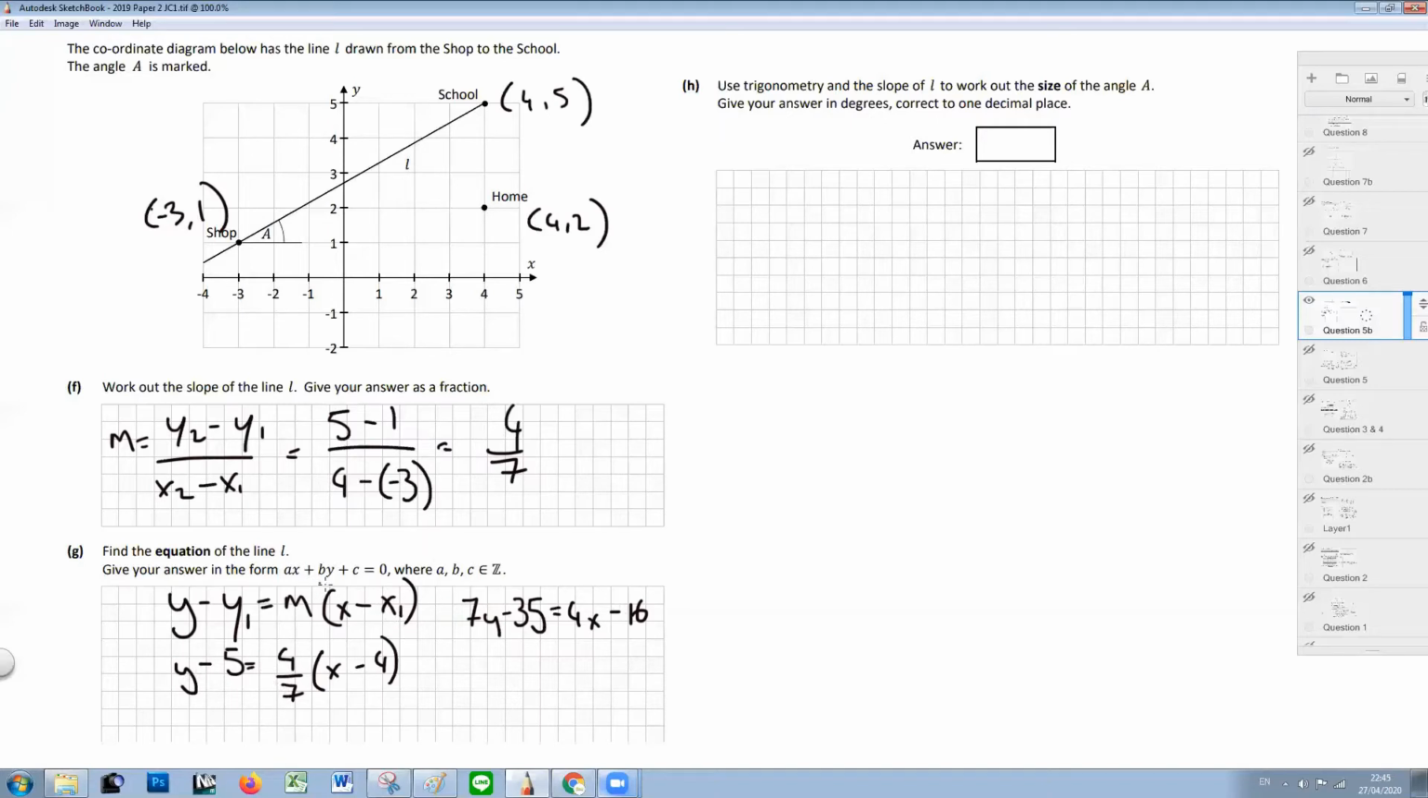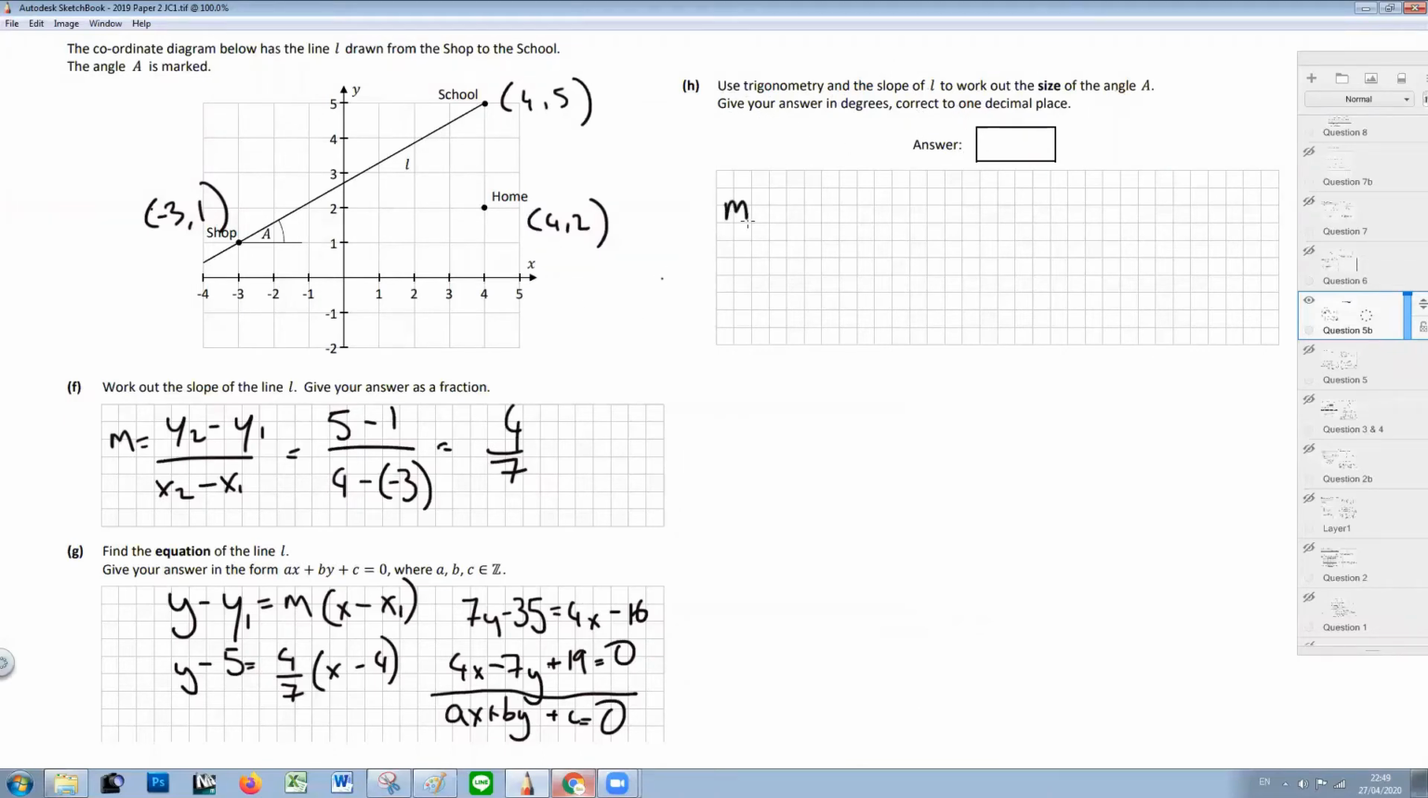So it asked me to give my answer in this form. So I'm going to bring 4x minus 7y minus 16 and plus 35. Next, use trigonometry and the slope of L to work out the size of the angle A. Give your answer in degrees correct to 1 decimal place.